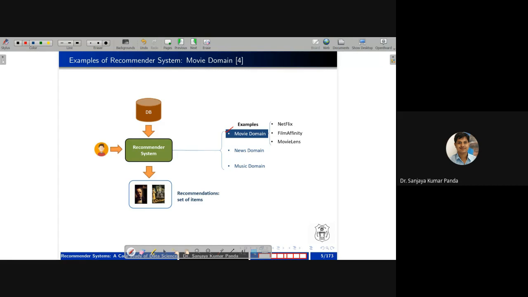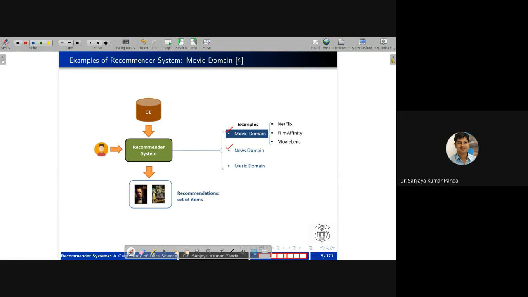If you design a particular model by looking into a subclass of the users, that same thing you can apply to the entire class. But visiting the purchase history of each and every user manually is very, very difficult.